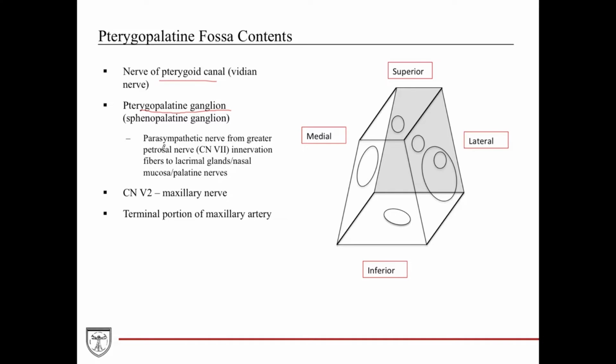This is a parasympathetic ganglion that carries parasympathetic fibers from the greater petrosal nerve, cranial nerve 7, that innervates the lacrimal glands, the palatine nerves themselves, and provides parasympathetic innervation to the nasal mucosa, and it's located deep inside this structure here. It also contains a passageway for the maxillary nerve, V2, from the posterior side, from this darker side, and also contains a terminal portion of the maxillary artery as it comes in through the pterygomaxillary fissure.